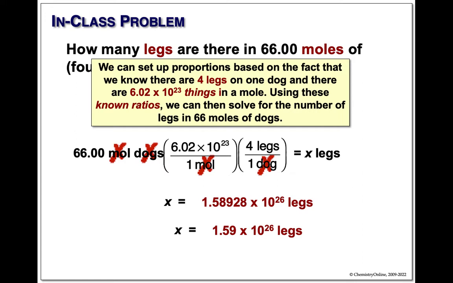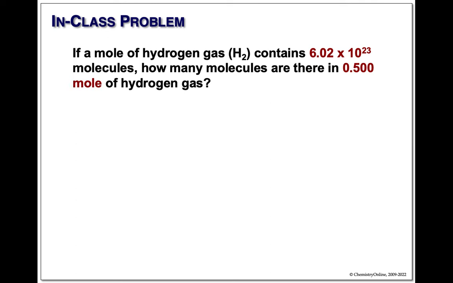All right, let's do a real problem. A mole of hydrogen contains 6 times 10 to the 23rd hydrogen molecules. If we have half a mole, how many molecules do we have?